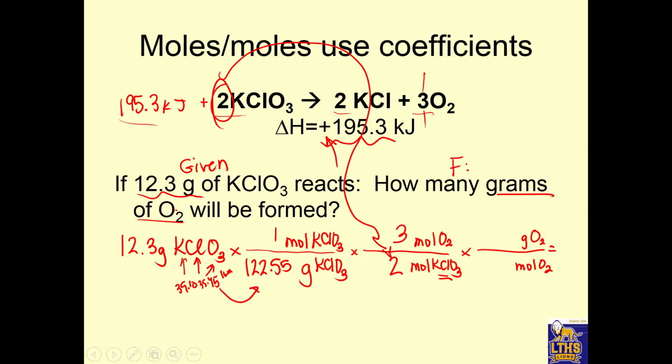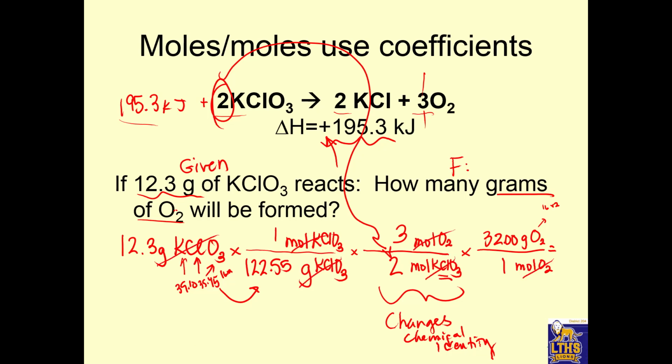A 3. Okay. Now I've changed my identity. Changes chemical identity. All right. Now I'm moles and grams. Anytime it's moles and grams of the same chemical, number 1 goes with moles, and I got to go get grams from the periodic table. 16 times 2. 32. All right. Then I do the math. Cancel out the units. Yay, grams of oxygen.